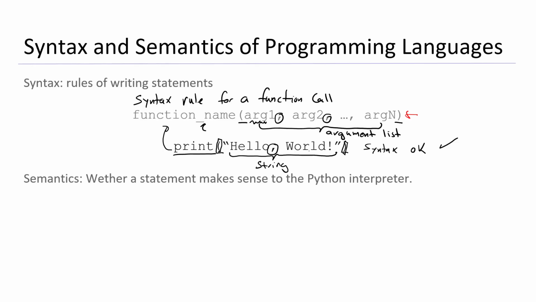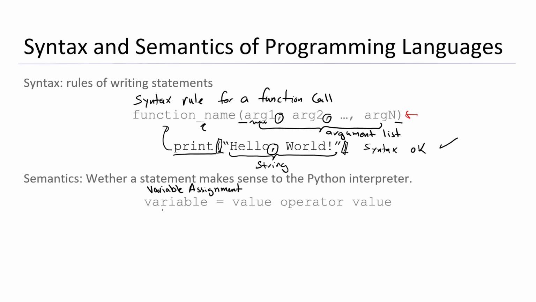Being a syntactically correct statement in Python doesn't mean that it is semantically also correct. Let's look at two examples of the variable assignment statement. So this is the syntax for a variable assignment. We'll talk more about variables and variable assignments in more detail in the next lecture.